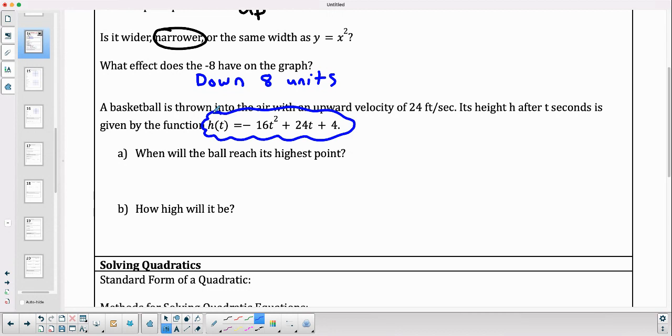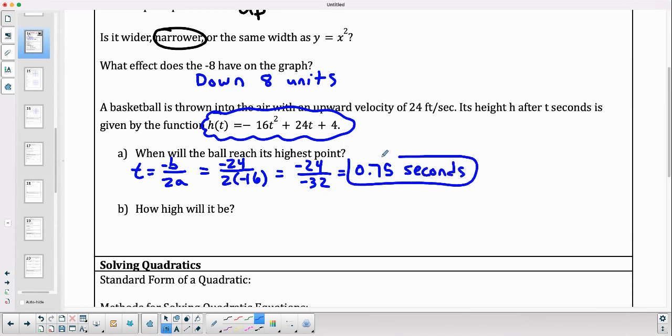So to answer that question, we need to use the axis of symmetry formula, which is the opposite of b over 2a. So b for this one is 24. So the opposite of b is negative 24 over 2 times negative 16. So what we're really dividing is negative 24 over negative 32. And that should be a positive number every time. That gives you 0.75 seconds.